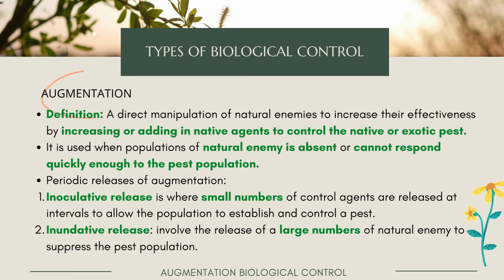There are two types of periodic release. First, inoculative release, where small numbers of control agents are released at intervals to allow the population to establish and control a pest. Second, inundative release. It involves the release of a large number of natural enemies to suppress the pest population.